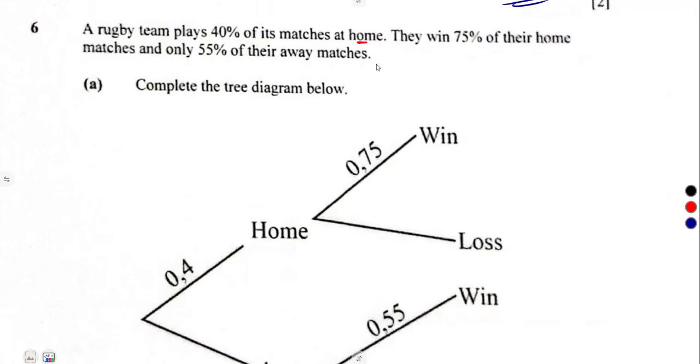So meaning to say, another one is what? Away, the remaining one from 100%. If 40% is home, so 100 minus 40, 60% is going to be what? Away.